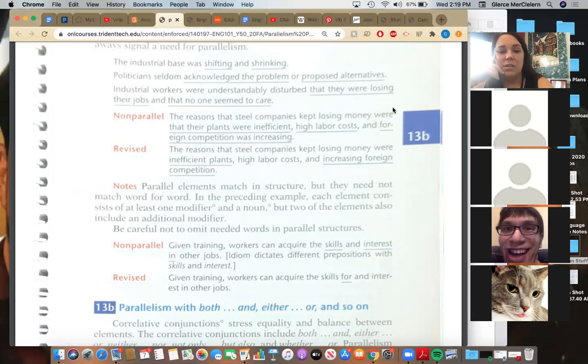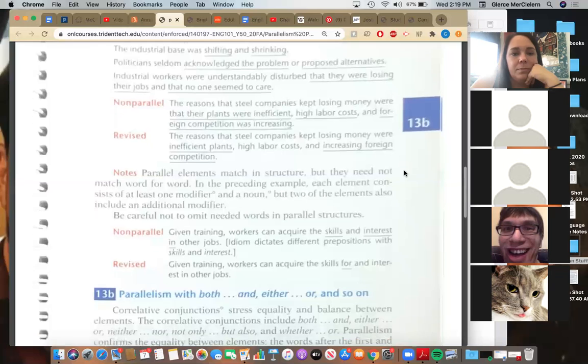Their revised version is much cleaner and beautiful. The reasons that steel companies kept losing money were inefficient plants, high labor costs, and increasing foreign competition. That's just three things there, three reasons, but they're all just listed.